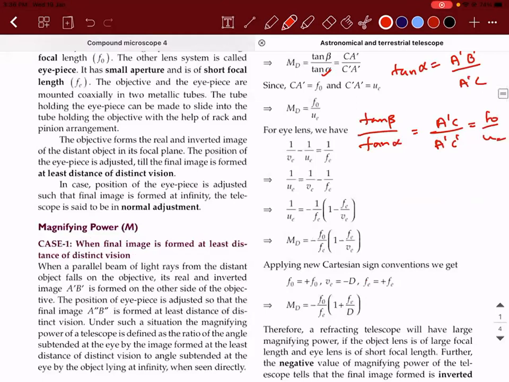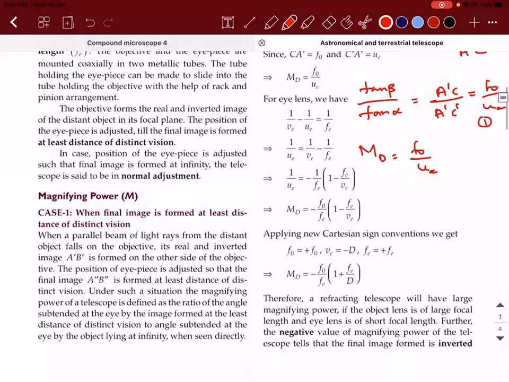Now let this be equation 1. So the magnification produced when the image is formed at the least distance of distinct vision is F naught divided by UE. Similarly, for the eye lens, you apply the lens formula: 1 by VE minus 1 by UE is equal to 1 by FE. You need the value of 1 by UE, so 1 by UE will be equal to 1 by VE minus 1 by FE.